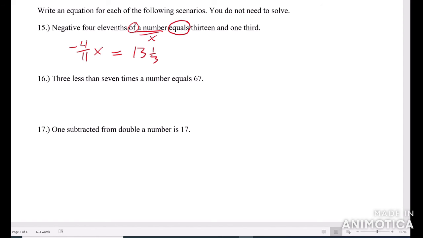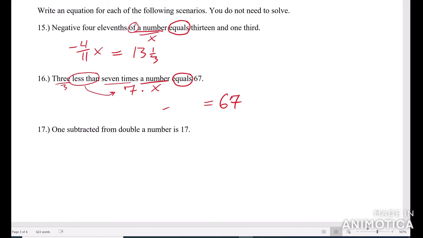Next one says 3 less than 7 times a number equals 67. So I have equals 67 somewhere. 3 less than 7 times a number. Again, if it says a number, I don't know what that is, that's x. 7 times that means 7 times x. 3 less than means we're going to take 3, and this less than means I'm subtracting it from the 7 times x. So I have to have the 7x first, and then I'm going to subtract 3 away from that. So I end up with 7x minus 3 equals 67.